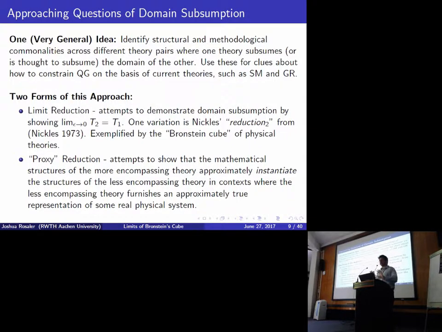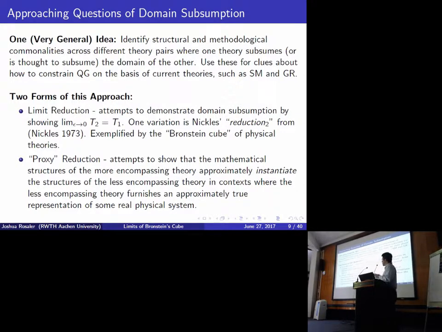Now, I'll be looking at two particular ways of executing this idea. The first is limit reduction, which attempts to demonstrate domain subsumption by showing that one theory is a mathematical limit of another as some parameter approaches 0. One variation of this is Nickles's reduction 2, and it's also, as we'll see, exemplified by what's known as the Bronstein Cube of physical theories.